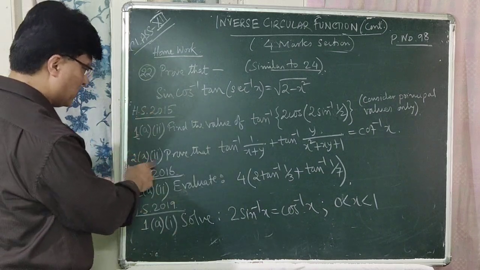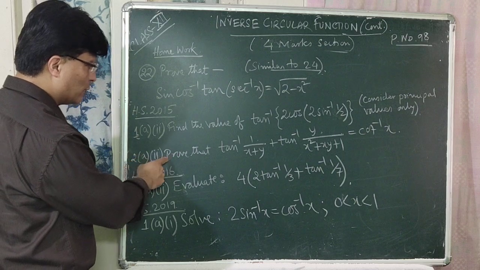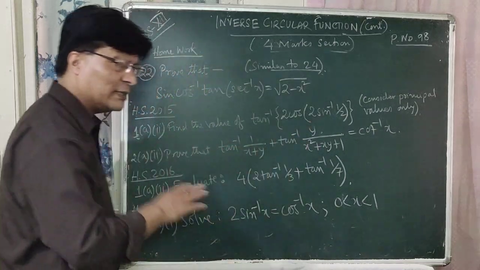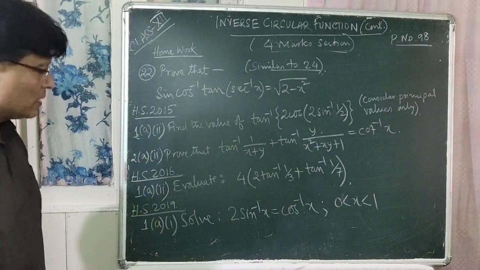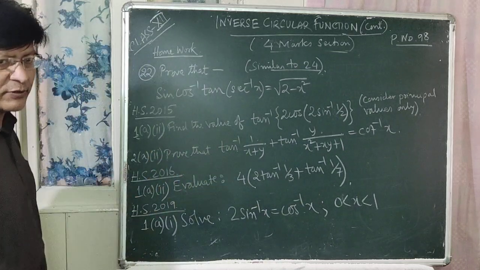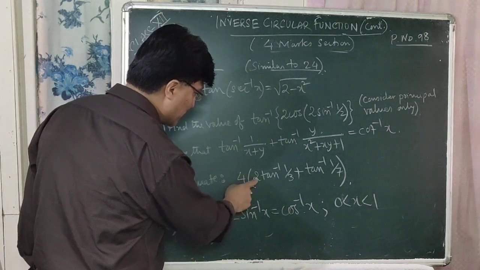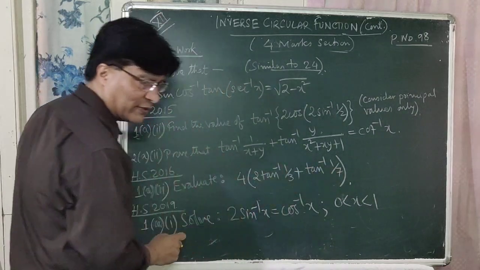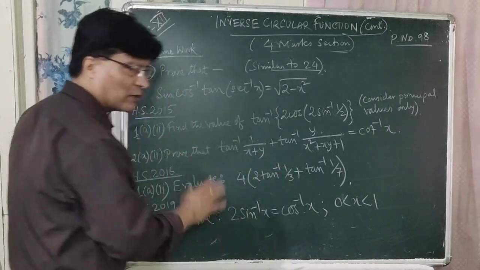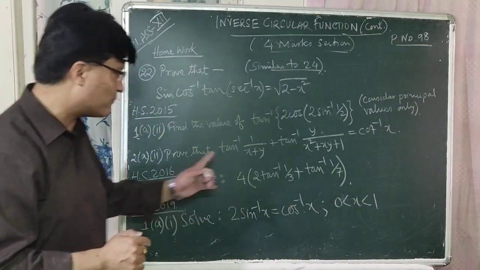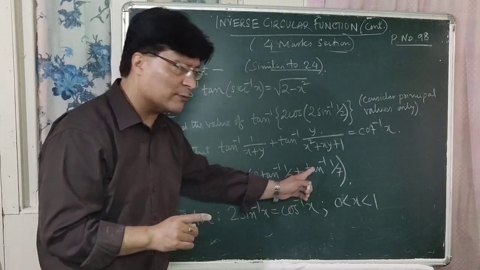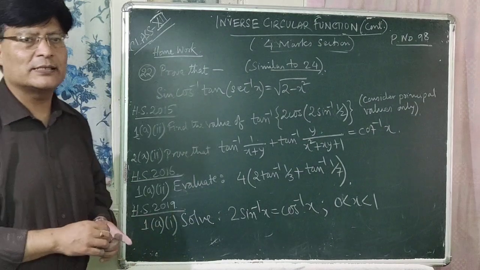Now this is from the same year 2015, 2a number 2. You have to prove that this LHS is equal to RHS, okay? Use tan inverse x plus tan inverse y formula, simplify it, you will get the result. Okay. And this is from HS 2016, 1A number 2, evaluate. Evaluate means you have to find out the value of 4 within bracket 2 tan inverse 1/3 plus tan inverse 1/7. So in this case, you have to simplify it. First term here is 2 tan inverse x form, convert it to tan inverse 2x upon 1 minus x square. Use that formula to convert it to tan inverse. Then again simplify it. Then use the formula of tan inverse x plus tan inverse y to find out the value of this expression.